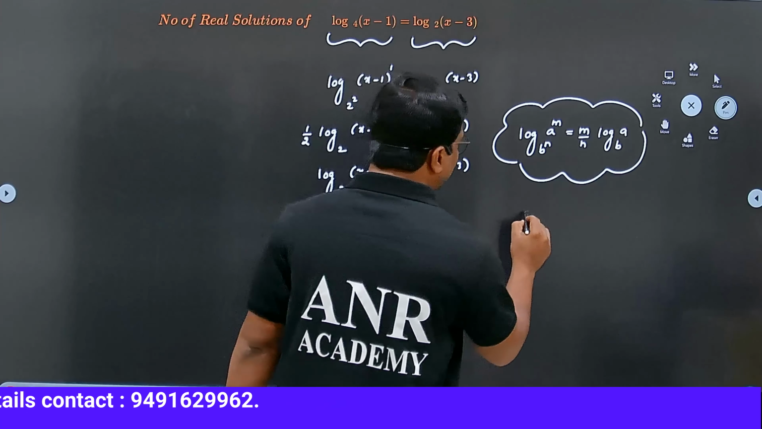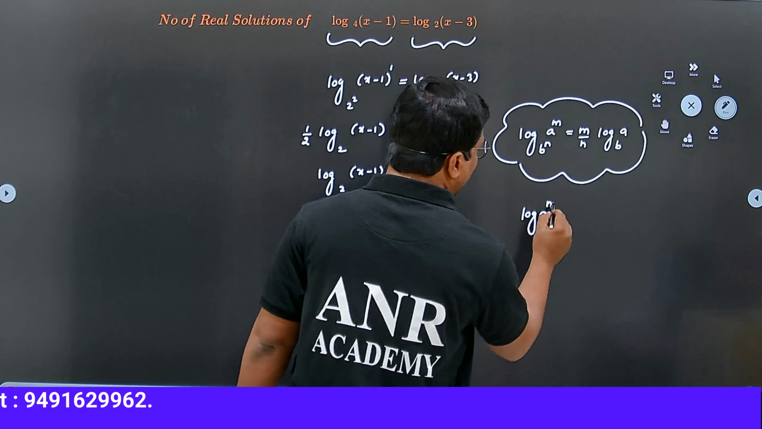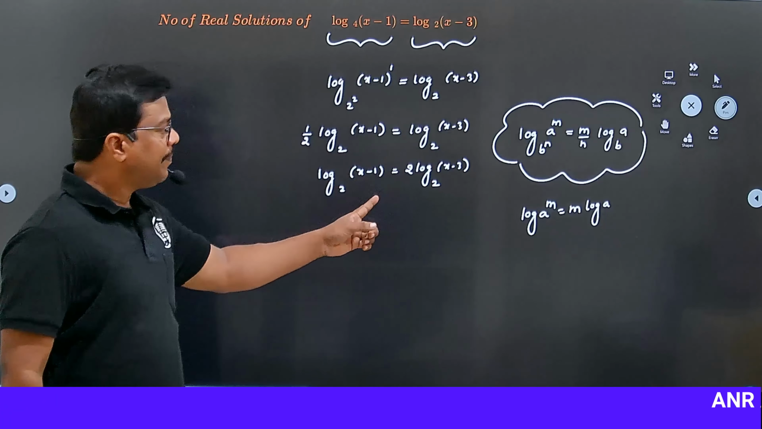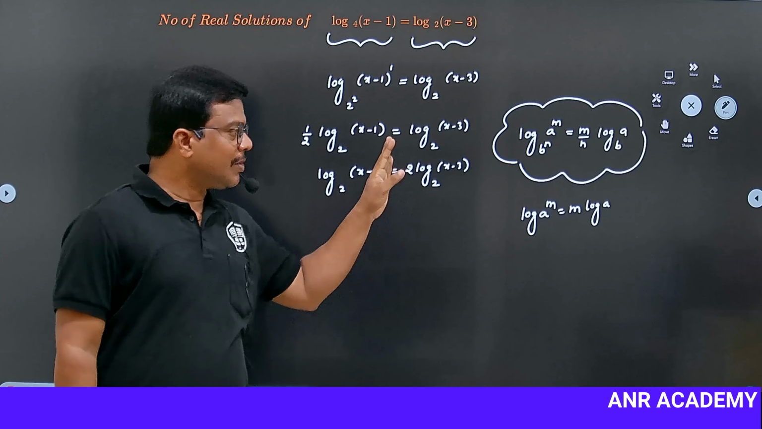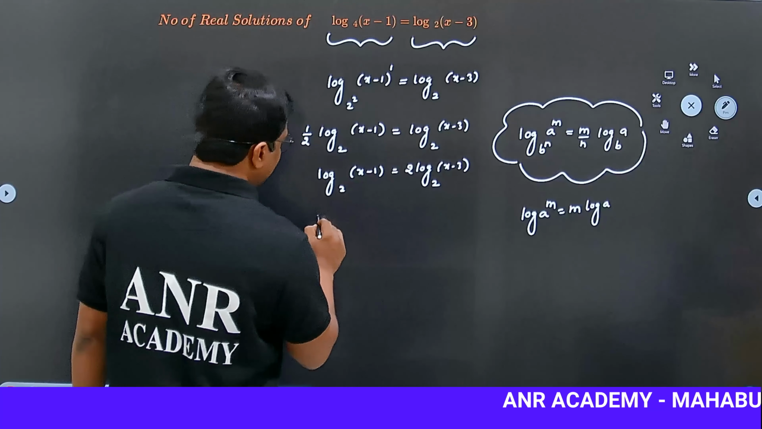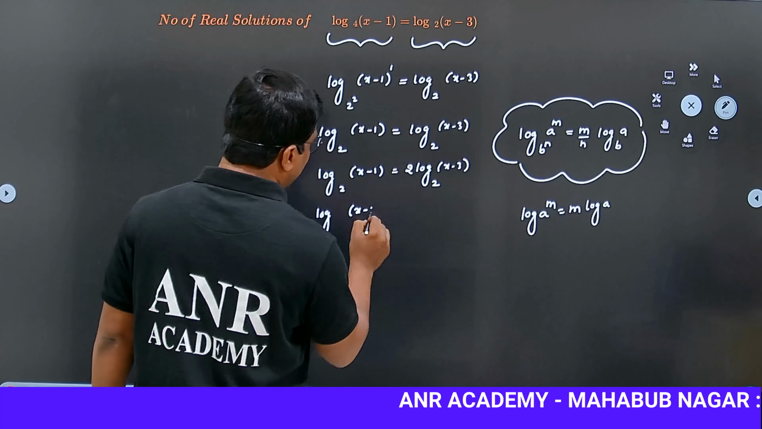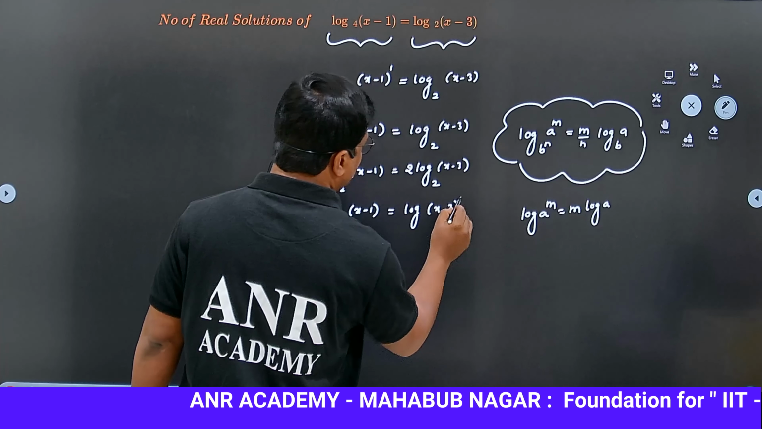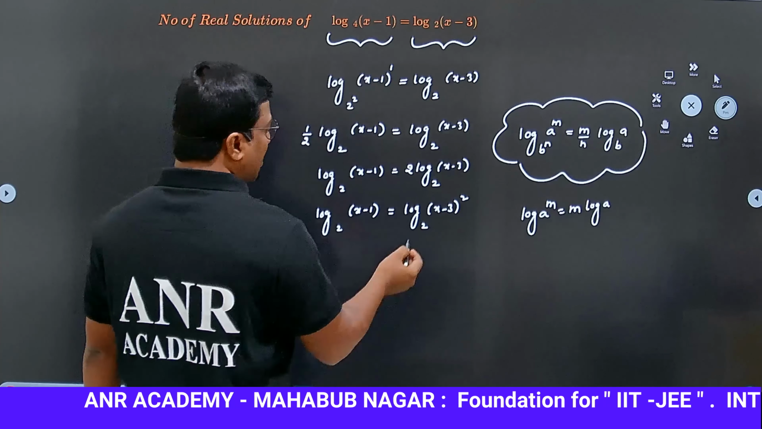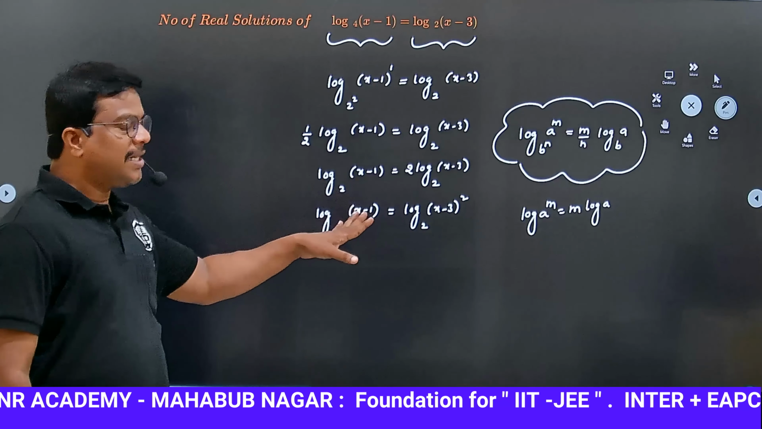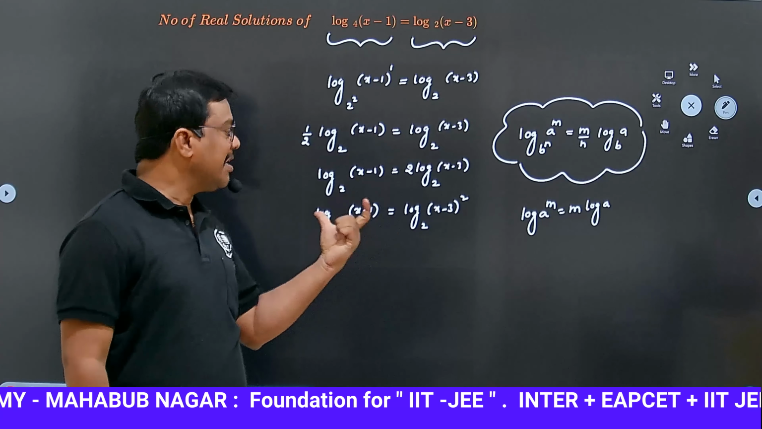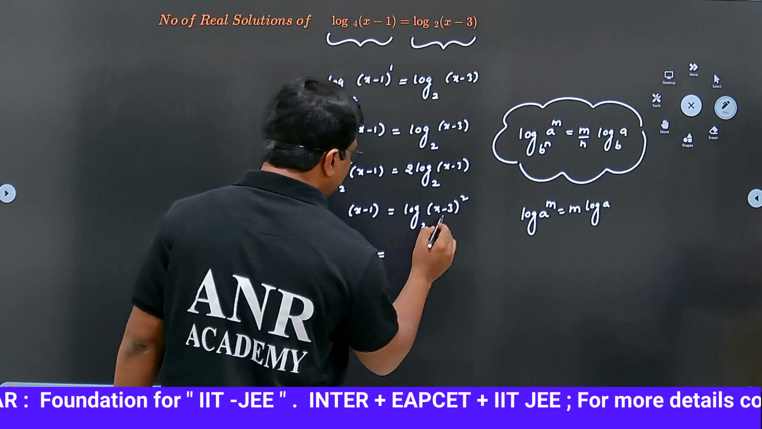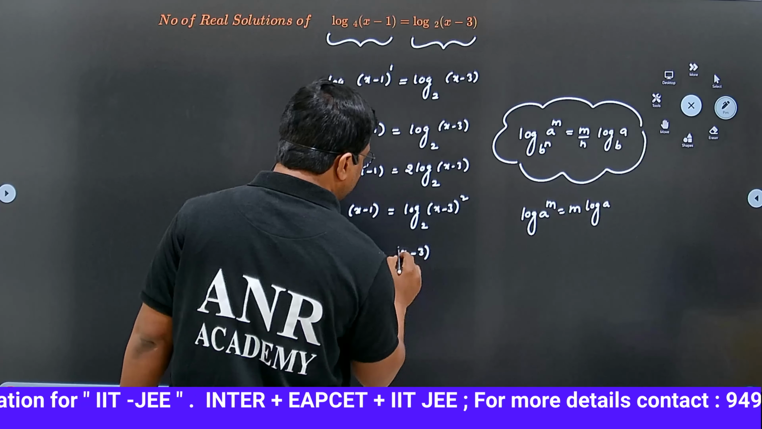And you also have the property that m log a can be written as log of a power m. So log of x minus 1 to the base 2 equals log of x minus 3 whole square with base 2. Here left side and right side are logarithmic functions with equal base, so I am going to equate the inputs: x minus 1 here and x minus 3 whole square in the right side.